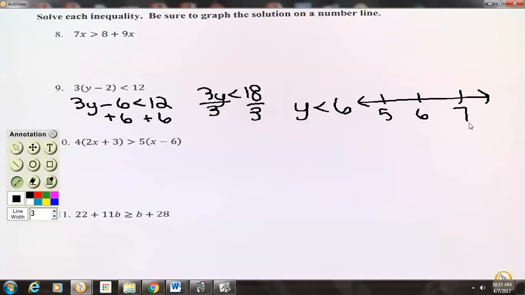Would you use an open or a closed circle at 6? Open. An open. And what direction am I going to draw the graph to show all my solutions? Left. Remember, make an arrow out of that inequality symbol, and that will tell you the direction. We want all the numbers less than 6. 5 is less than 6, right? We want to include that. Both that direction.